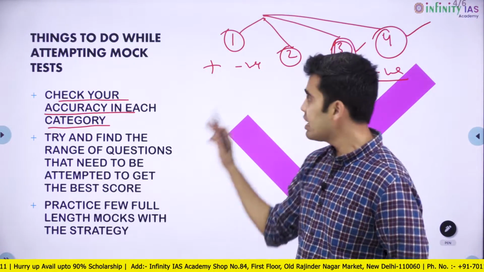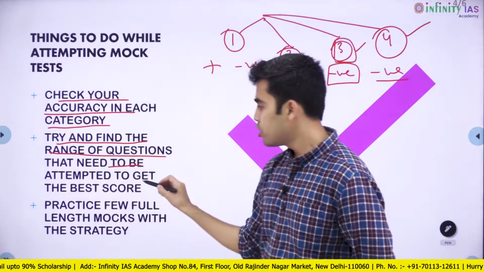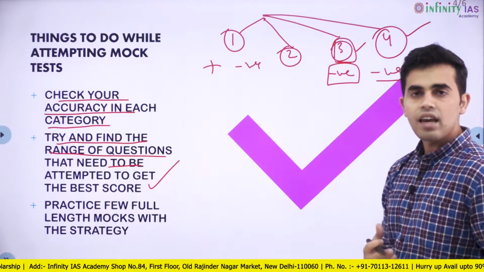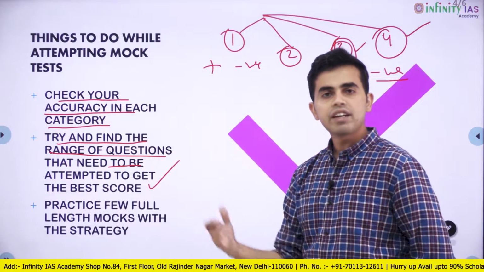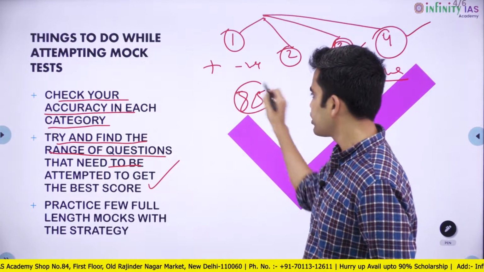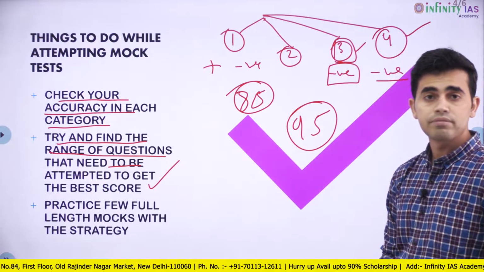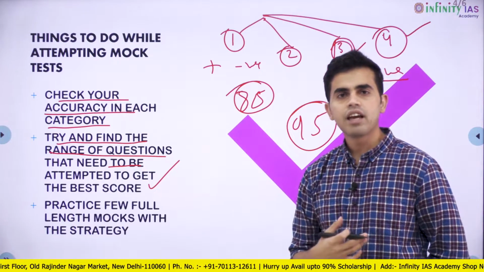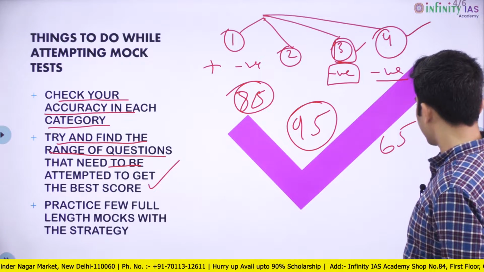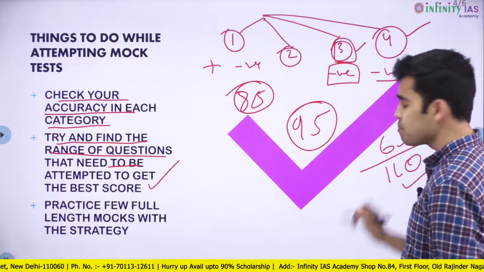And then finally, try and find the range of questions that need to be attempted to get the best score. So what does this mean? We see different people give different advice, such as some people say we need to attempt at least 85 questions. Some say we need to attempt 95 questions. But in the examination, there are students who attempt just 65 or 70 questions and still get around 110 marks and qualify prelims.